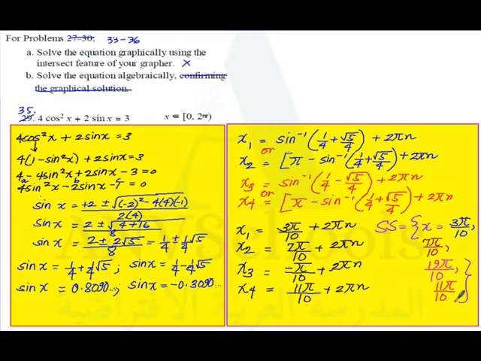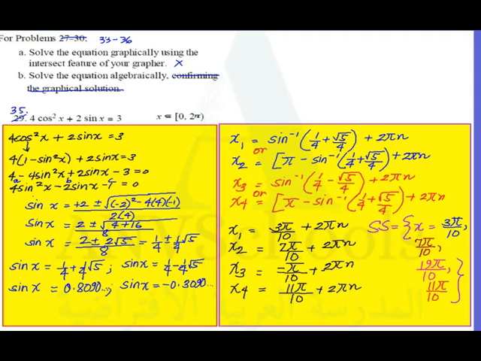So the solution set includes 3 values, which are these. This is the solution set of this problem number 35.